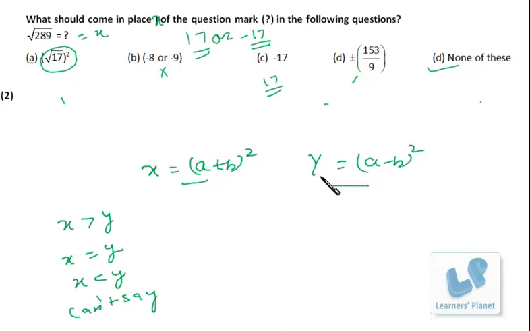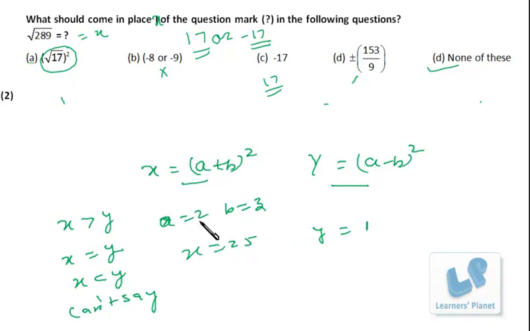But it's not always true, because you are not clear about the status of a and b, whether both of them are positive, whether both of them are negative, or one is positive and the other is negative. So it depends upon the value of a and b, whether x will be greater or y will be greater. Now suppose a is 2 and b is 3. So x will be 25 and y will be 1, right?